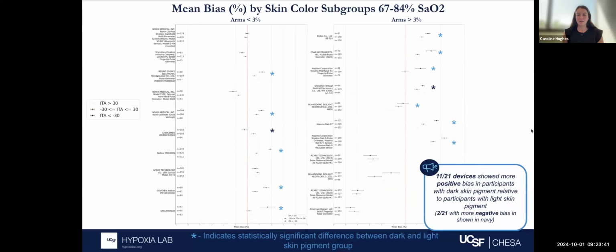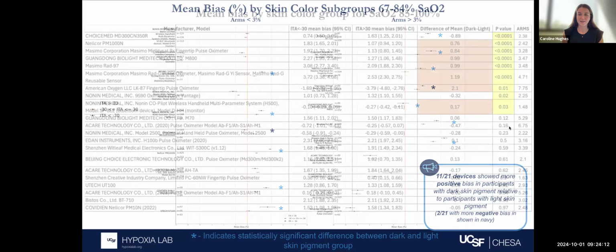Okay, and then here again is the lowest saturation group of 67 to 84% SaO2. For this range, the positive bias was very pronounced for many devices. And you'll see that for 11 of the 21 devices, we saw more positive bias in subjects in that darker skin pigmentation category than the lighter skin pigmentation category. And this was statistically significant. And then again, 2 devices that showed the opposite of this trend. And Danny is going to continue the discussion on the next slide.